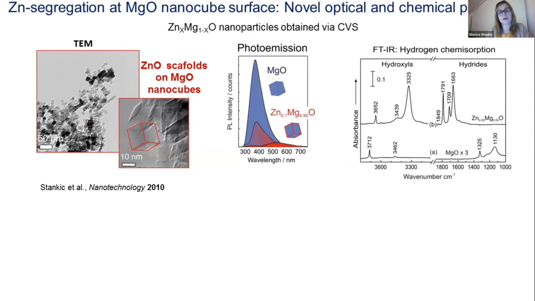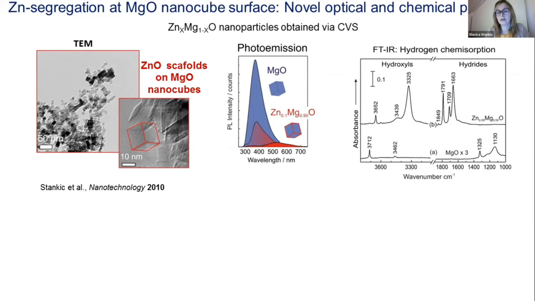As I have just mentioned, we succeeded in producing ternary metal oxide nanoparticles between zinc oxide and magnesium oxide, which turned out to be perfectly one-phase rock salt structure nanoparticles. With different characterization methods, we have seen that these nanoparticles actually are magnesium oxide nanocubes with only the edges and the lowest coordinated surface sites exchanged by zinc 2+.